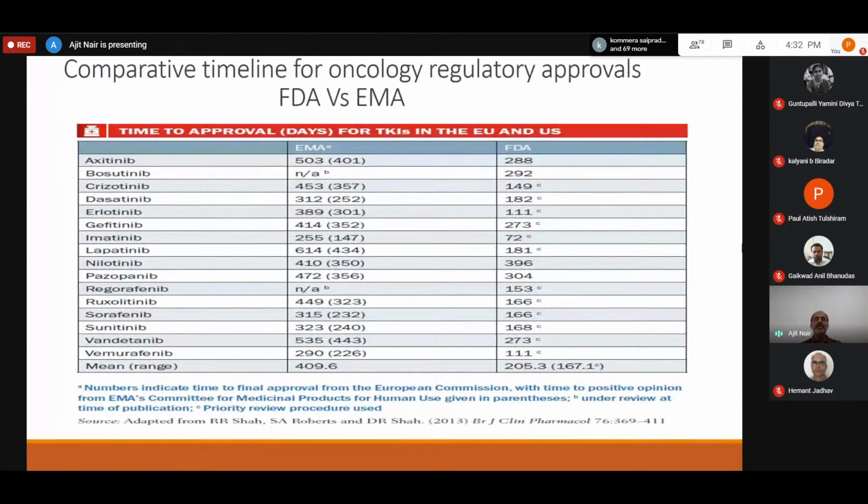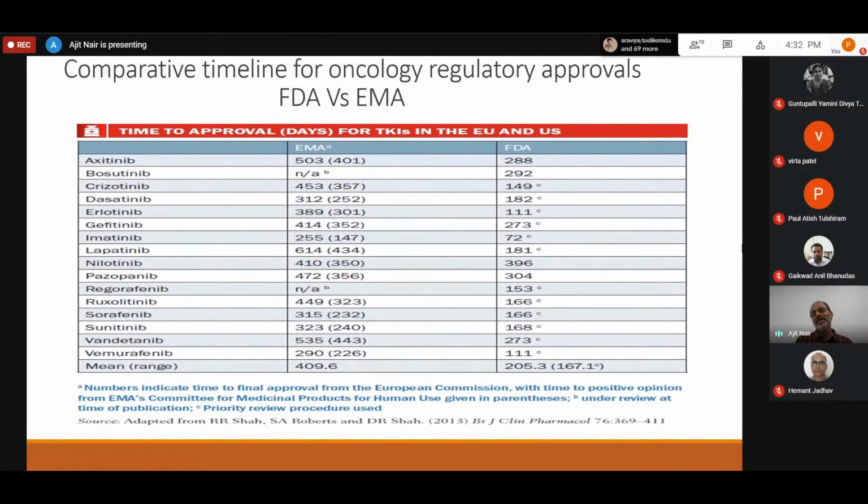And this is just to give you a perspective of the comparative timelines of the FDA versus the EMA. I'm just checking my watch so that I'm within the time frame. If you really look at the comparison between the FDA and the EMA when it comes to oncology regulatory approvals, you can see that the FDA is probably taking half the time which the EMA takes.